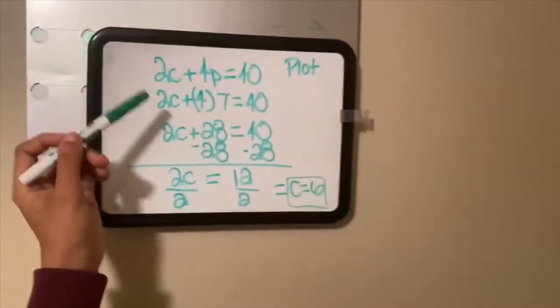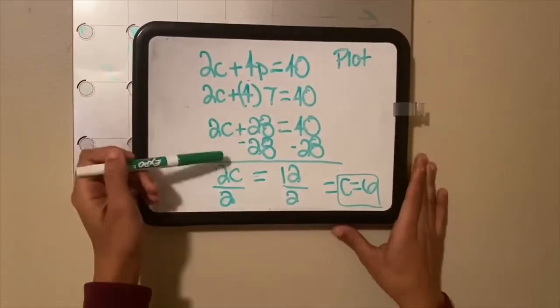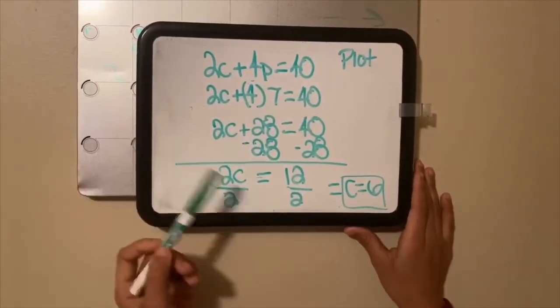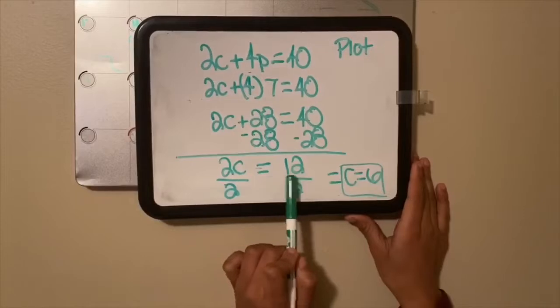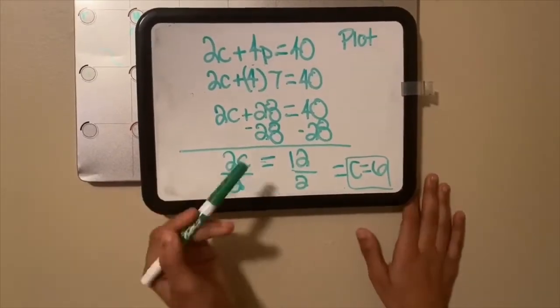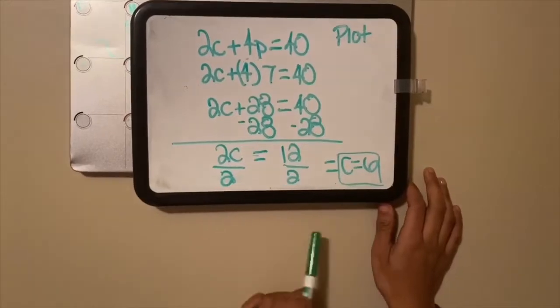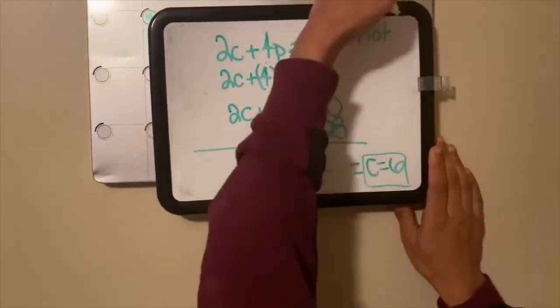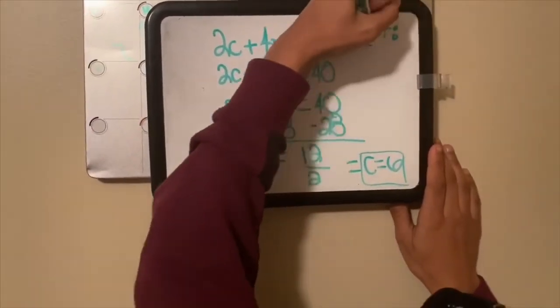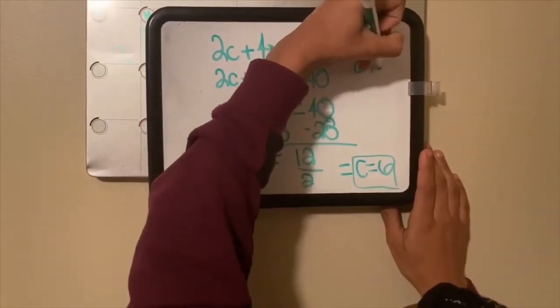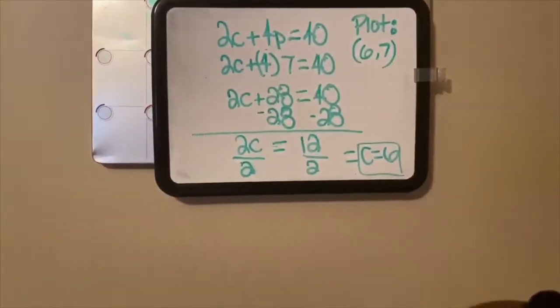Okay, so all you have to do is bring down the 2c, and then you got 12, because 40 minus 28 is 12, and then you divide both of them by 2, which will equal c equals 6. So now the plot would be 6 and 7. That's your elimination and substitution method.